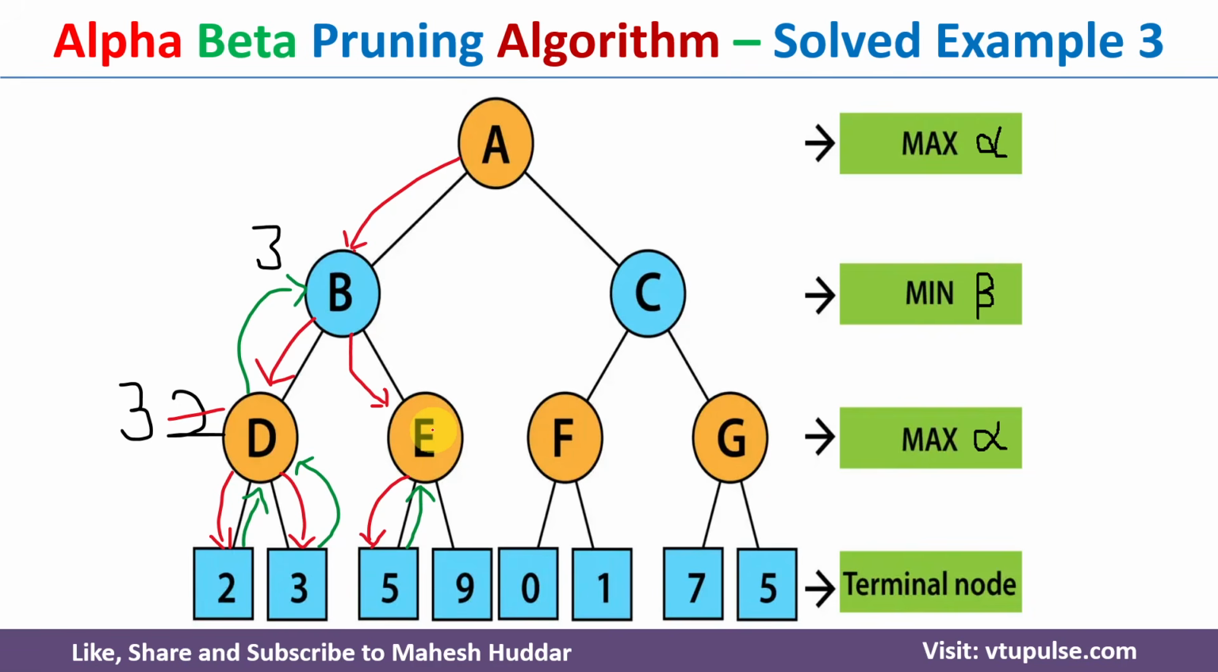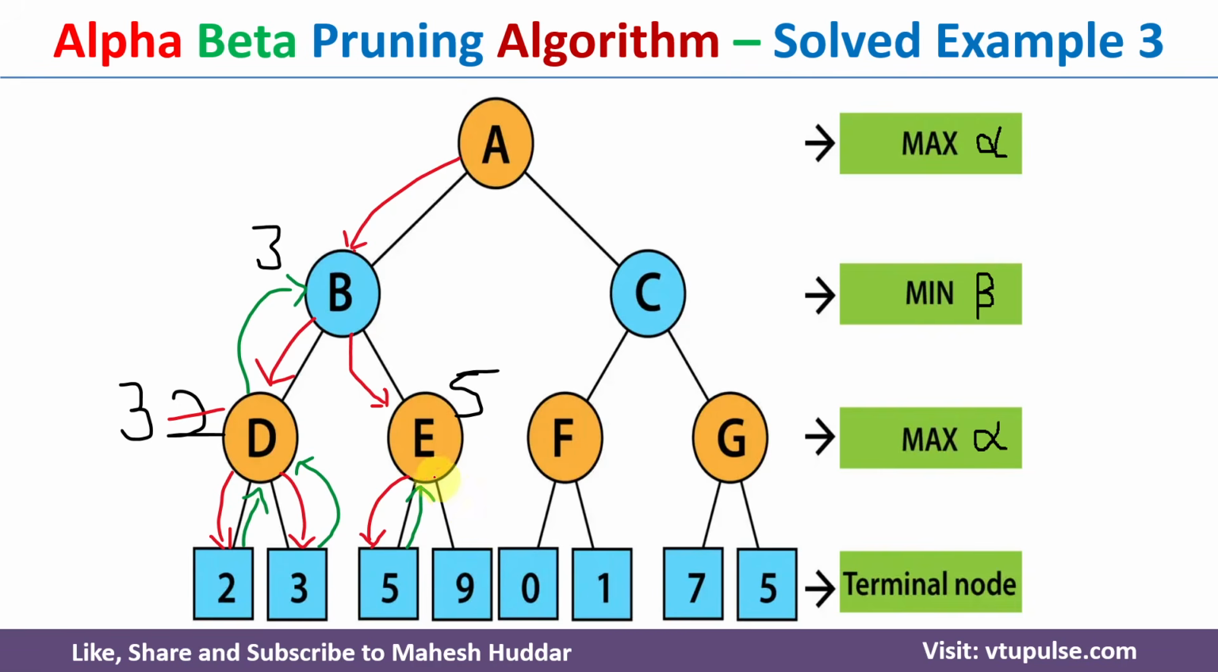Now the E value will be 5. And this E has one more branch containing the value 9. Now the question is whether we need to go for this branch or not. In this case, we need to check whether alpha value is greater than or equal to beta or not.